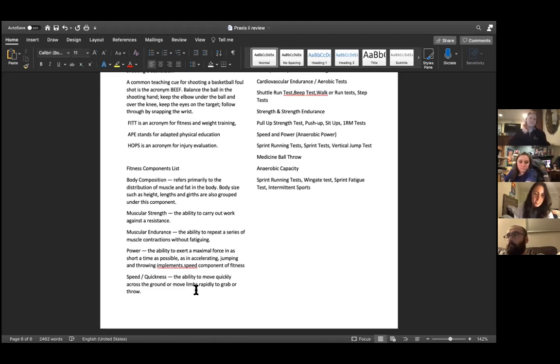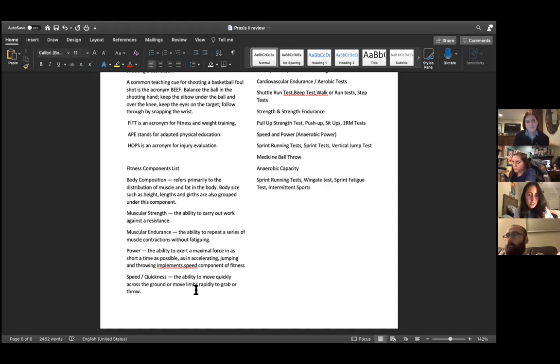Fitness components list. Body composition refers primarily to the distribution of muscle and fat in the body. Body size, such as height, lengths, and girths, are also grouped under this component.